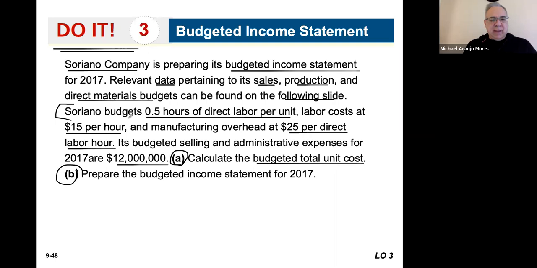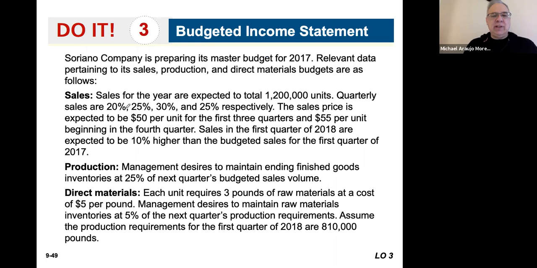So again, remember they give us some very interesting information that we kind of need. Here's some additional information for Soriano in order to solve this particular issue. First of all, the sales are going to be 1.2 million units. Quarterly sales are 20% for the first quarter, 25% for the second quarter, 30% for the third quarter, and 25% for the fourth quarter, respectively. Okay.